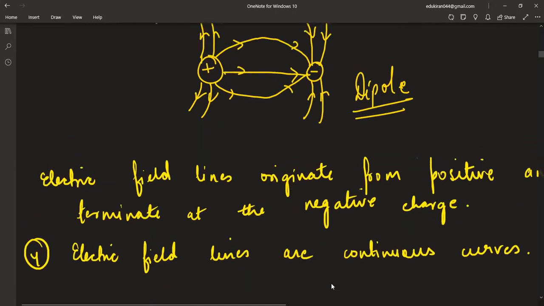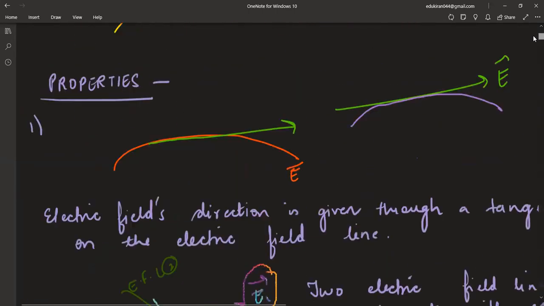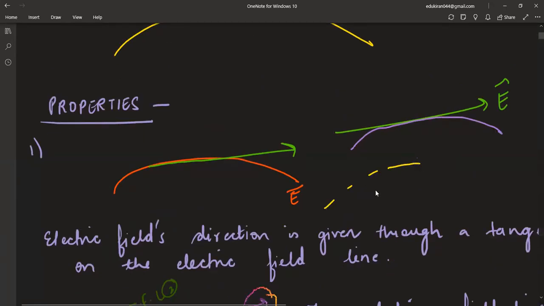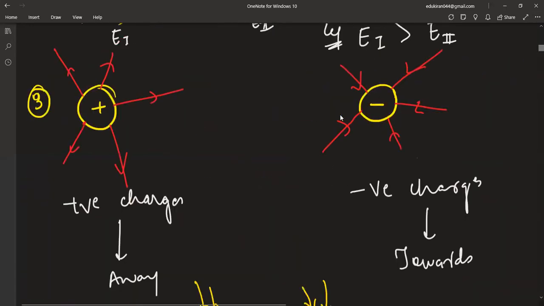Fourth point is electric field lines are continuous curves. Continuous curves means, as you have seen, I'm not drawing it in a dotted manner. You draw it continuously. This is what is meant by a continuous line. Fine, note down this third point and fourth point as well.